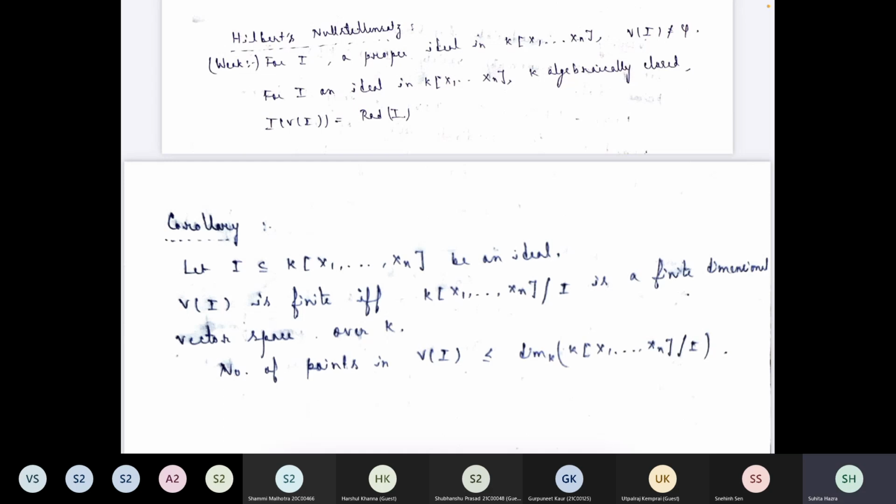And if I is an ideal in k[x1,...,xn], with k algebraically closed, then I(V(I)) is the radical of I. If you remember, we have the property that I(V) is a radical ideal. So I(V(I)) is just the radical of I. It's a very important property.